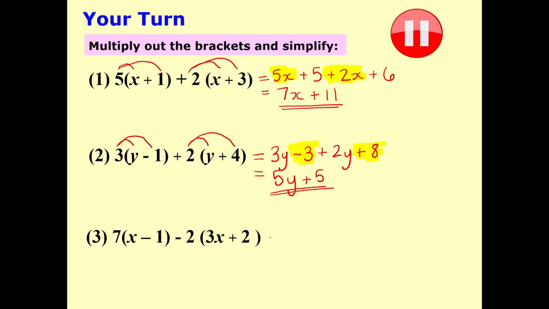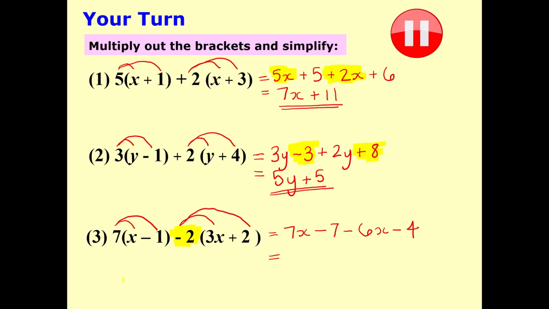Okay, final question. Expand both brackets. First bracket, we're going to multiply it by 7. 7 times x is 7x. 7 times minus 1 is minus 7. And then our last bracket, we're going to be multiplying by negative 2, be really careful there. Negative 2 times 3x gives you minus 6x. And then negative 2 times 2 gives you minus 4.